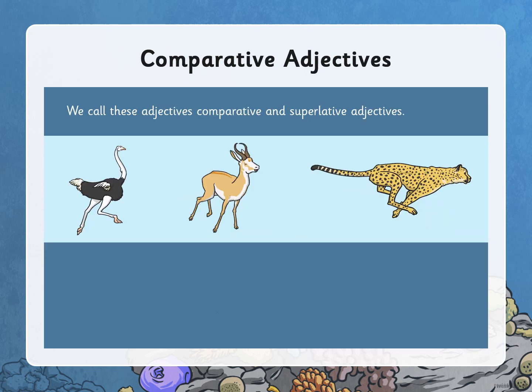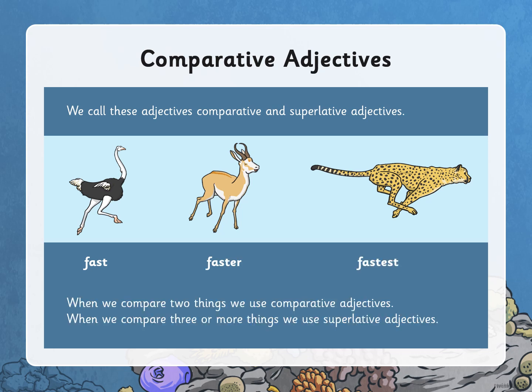We call these adjectives comparative and superlative adjectives. Let's look at some more examples. So the ostrich is fast. The gazelle is faster, but the cheetah is fastest. So when we compare two things, we use comparative adjectives. But when we compare three or more things, we use a superlative adjective. Let's find out more about that now.